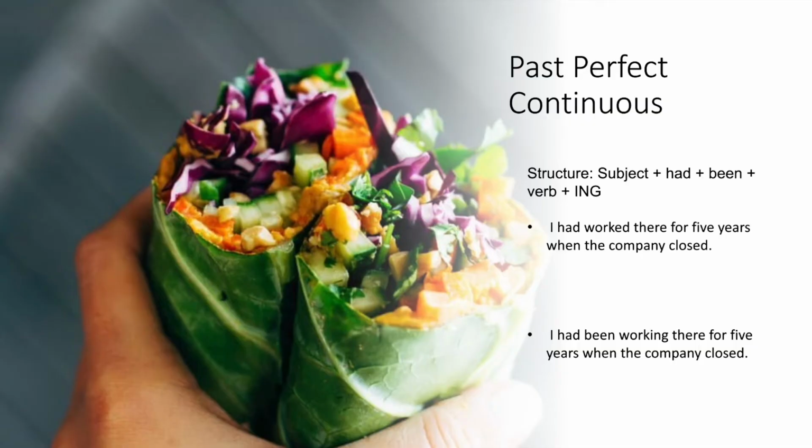I had worked there for 5 years when the company closed. I had been working there for 5 years when the company closed. However, you should use the continuous form in these two situations. If you're talking about an action in the past which continued up to a certain time and continued after it, or if you're talking about a repeated action that happened in the past.